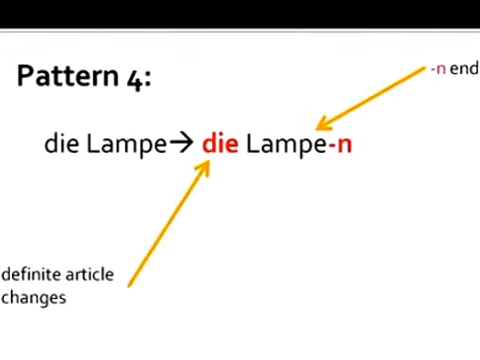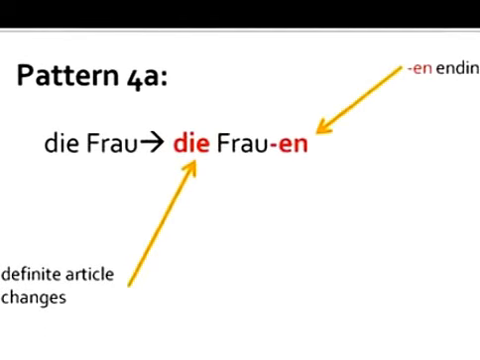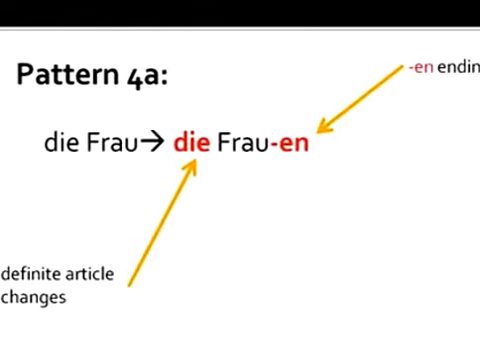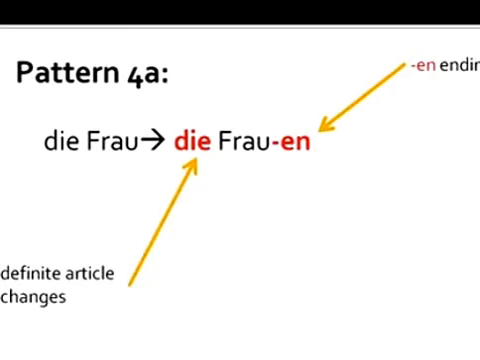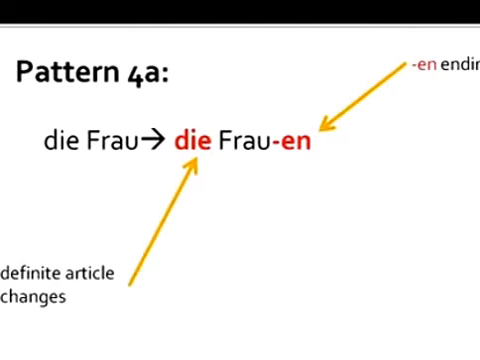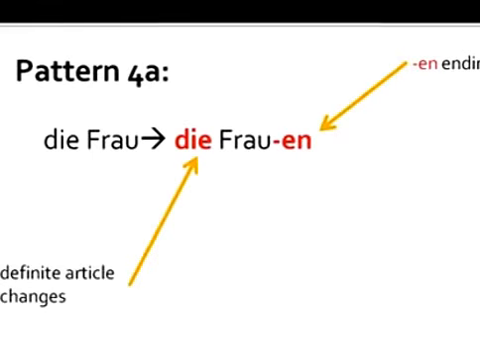Let's take a look at some variations on this pattern. Now we have a noun here, die Frau, the woman, die Frauen. It ends in a vowel, but it's not an E, so it is amenable to an EN ending. So die Frau, which is feminine singular, goes to die plural, die Frauen.